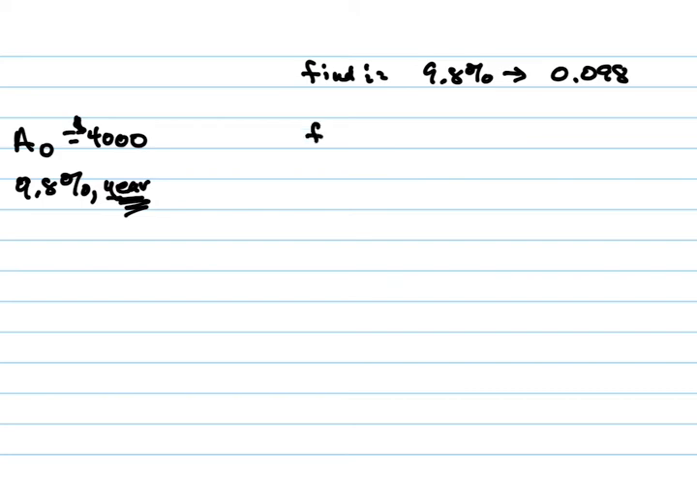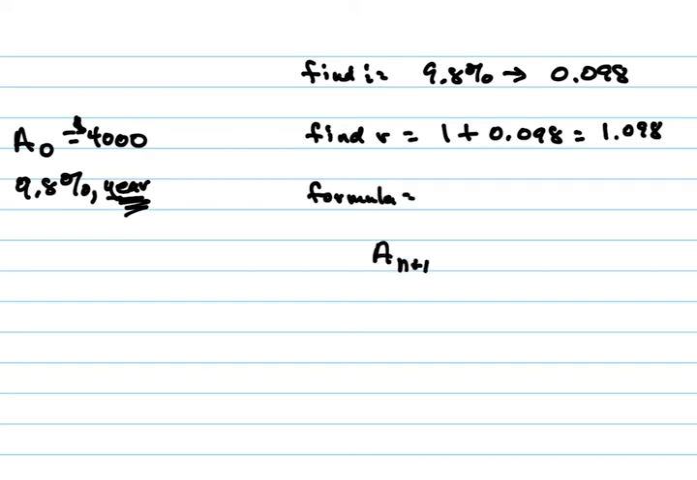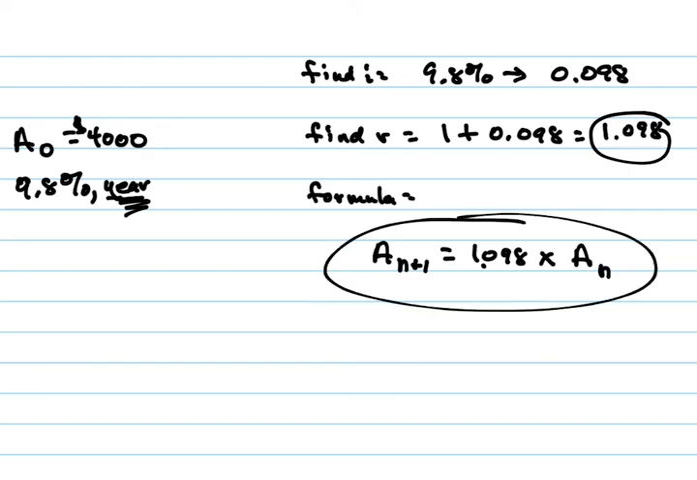But our next step is to find our R. And to find that, we simply take 1 plus the I, which in this case is going to give us 1.098. Now we'll plug that into the formula. The next value, a sub n plus 1, can be found by taking my R, 1.098, times a sub n, which is the previous one. And this is the recurrence relationship for this particular problem.